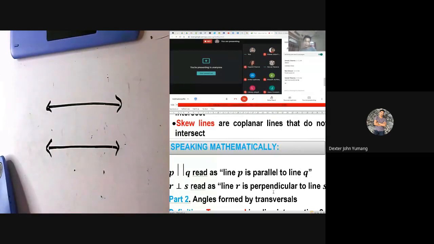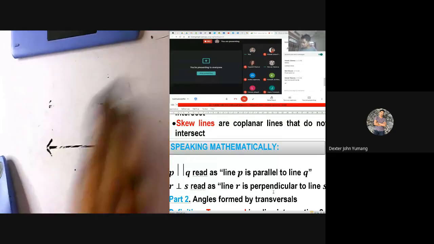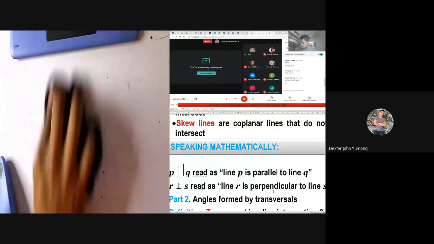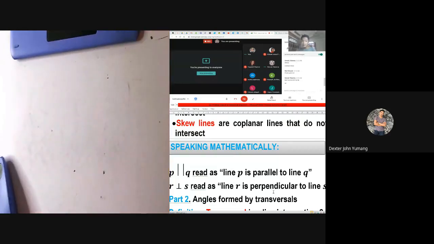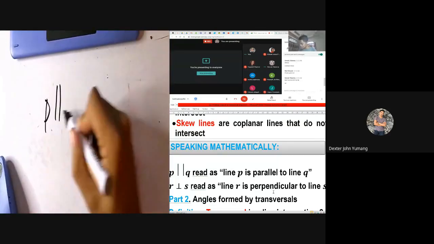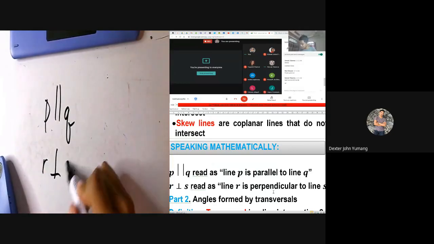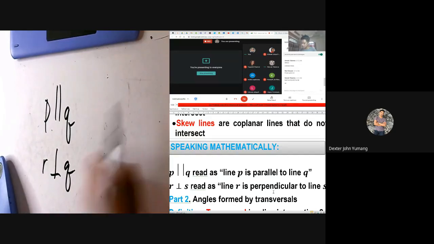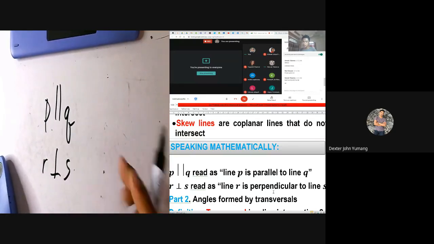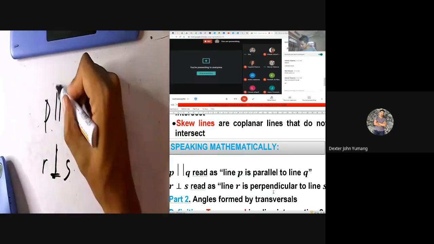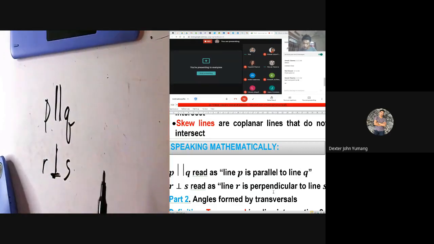P is parallel to Q. And you look at the figure, speaking mathematically, how do we write the symbol for parallel lines in mathematics? Example, P is parallel to Q. Ganyan lang po pagsulat. R is perpendicular to Q. Or R is perpendicular to S. Ganyan lang po pagsulat. Okay? So, perpendicular kapag ganito lang. Parallel kapag ganyan. That is how do we write in mathematical symbol if you're going to mean a parallel line or a perpendicular line. Ganun po.